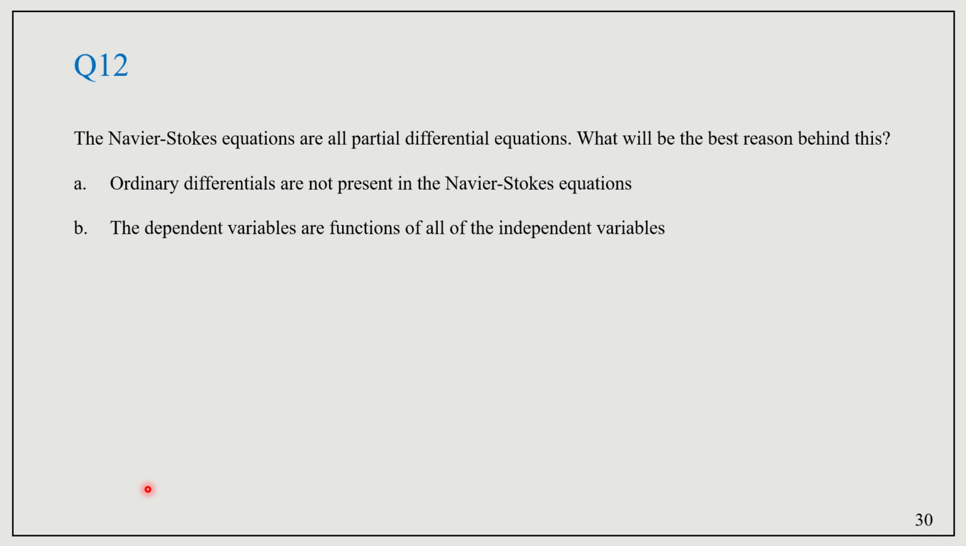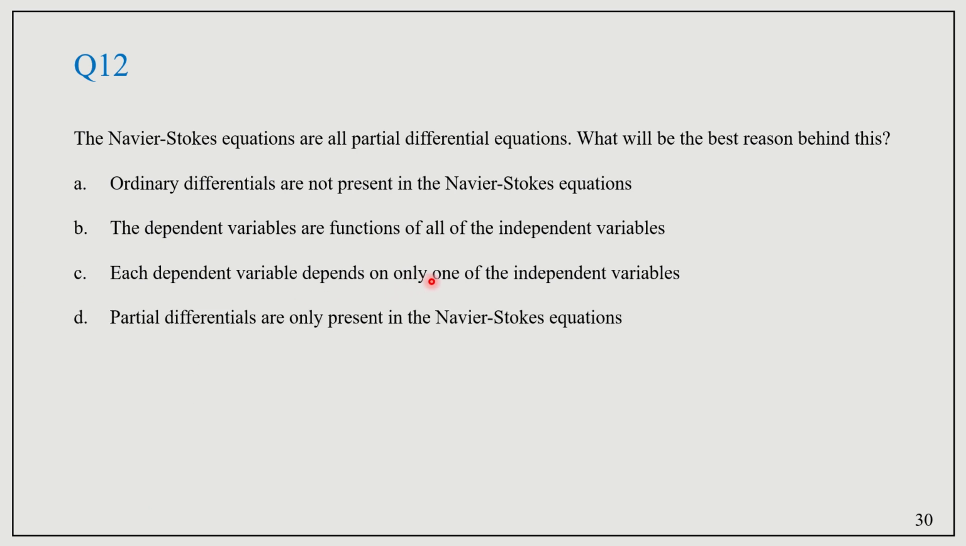Option 2, dependent variables are functions of all the independent variables. Option 3, each dependent variable depends on only one of the independent variables. Option 4, partial differentials are only present in the Navier-Stokes equations. So what we have is that Navier-Stokes equations, we all know it is a partial differential equation, and we also know that it is difficult to solve, and why we call the Navier-Stokes equation a partial differential equation.